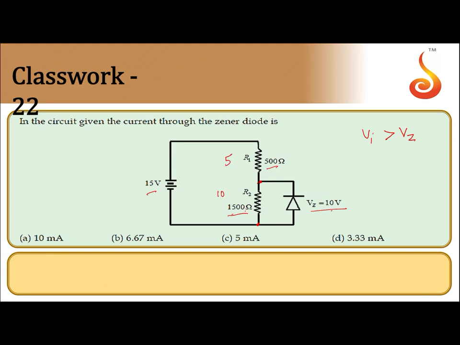We need to find current through Zener diode. Now current through this R2, I'll call this as I2. I2 will be equal to, let us say current drawn from the battery is I, that is current through R1. So I2 is current through this, and current through this is IZ.